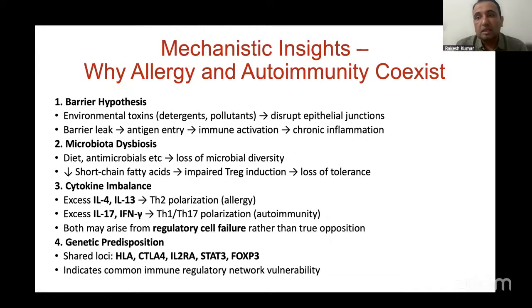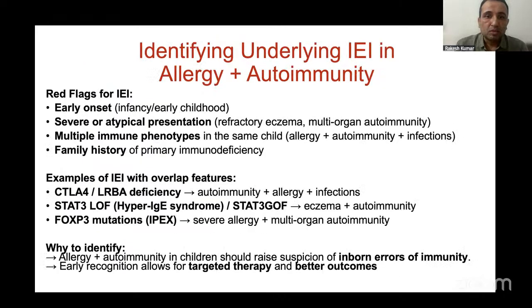and if they are coexisting more than the common overlaps, we can have an underlying monogenic or inborn error of immune defects. So it's important to identify an underlying IEI in allergy plus autoimmunity. If we see the common scenarios, that is fine, but whenever allergy and autoimmunity are in conjunction, we have to identify whether we are dealing with a single disorder having multiple manifestations.